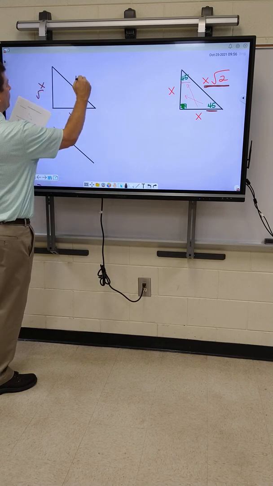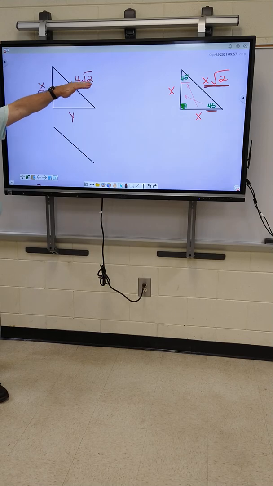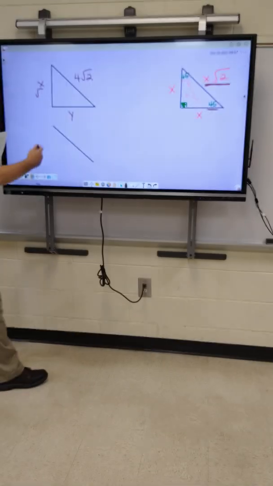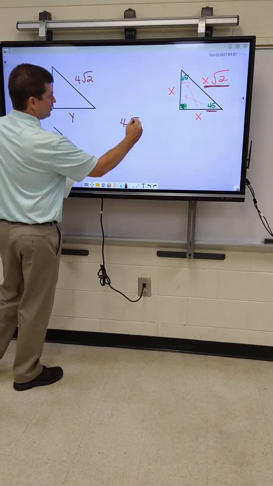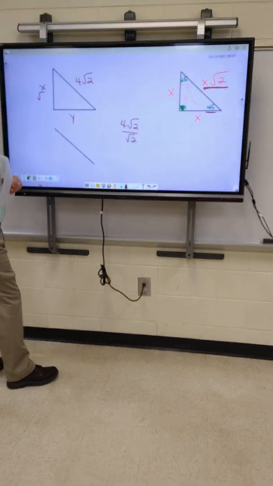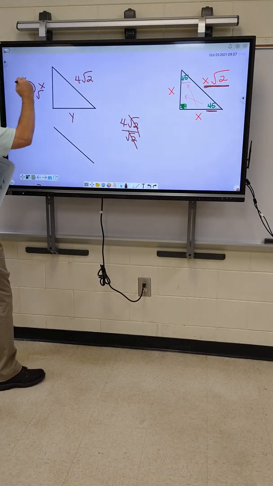All right, we got 4. We got 4 root 2. Okay, same thing. They have already multiplied it by root 2. What do we have to do if we want to go backwards to a leg? We got to divide it by root 2. Now, guys, look. You don't have to put this in the calculator. Look at it. What's going to happen? Yeah, root 2's are going to cancel. What's my answer? So this side's 4, this side's 4.